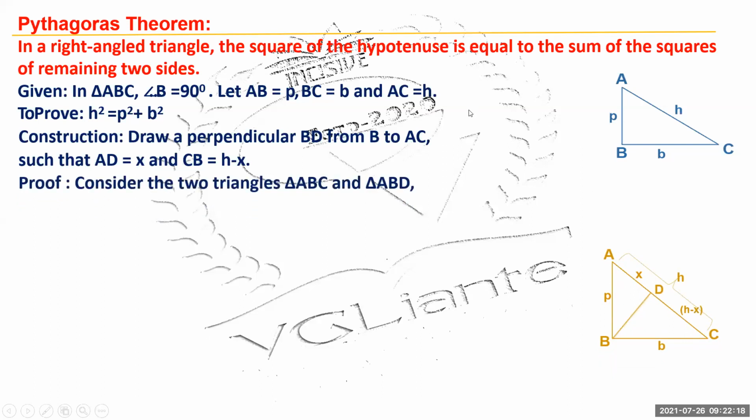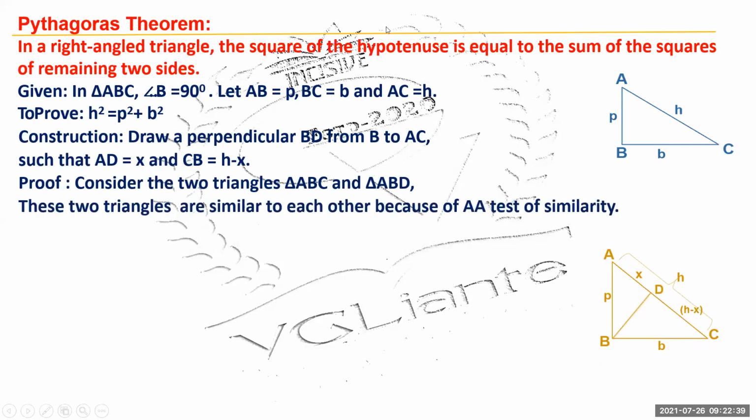Proof. Consider the two triangles, triangle ABC and triangle ABD. Now what will you get in this? These two triangles are similar to each other because of the angle test of similarity.